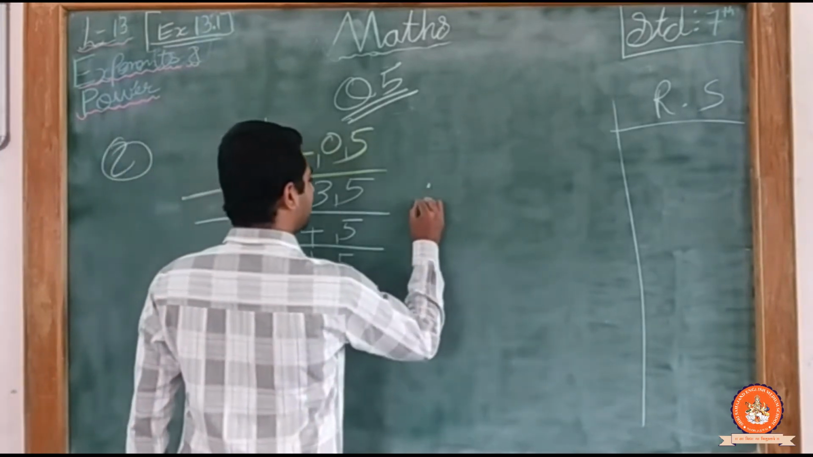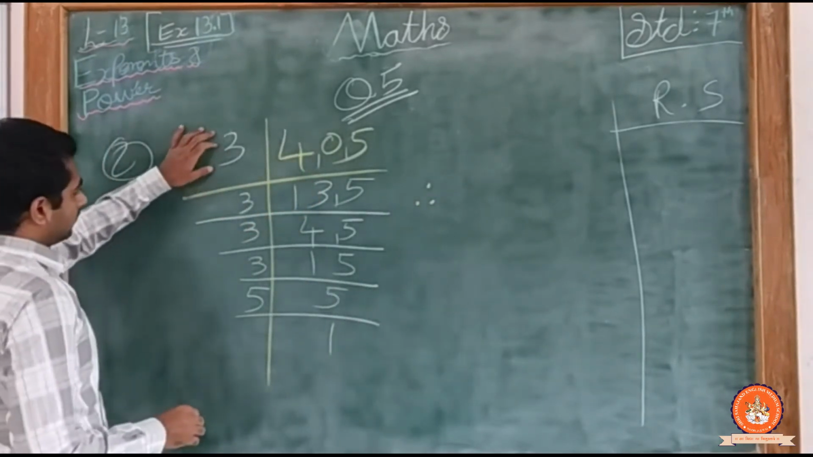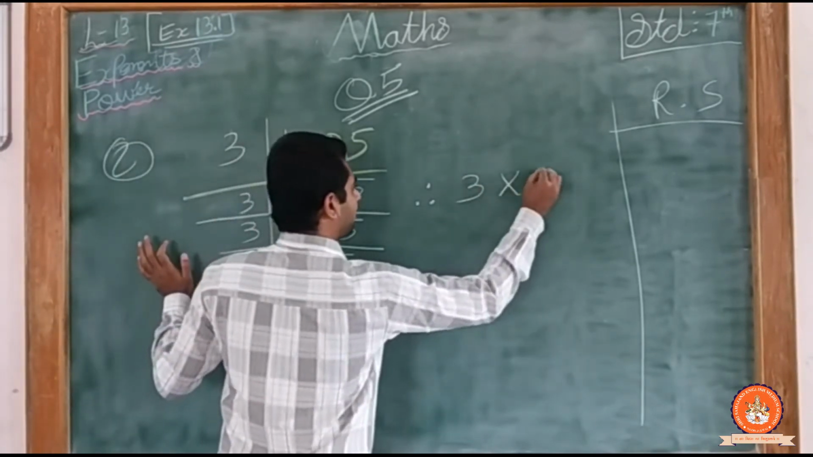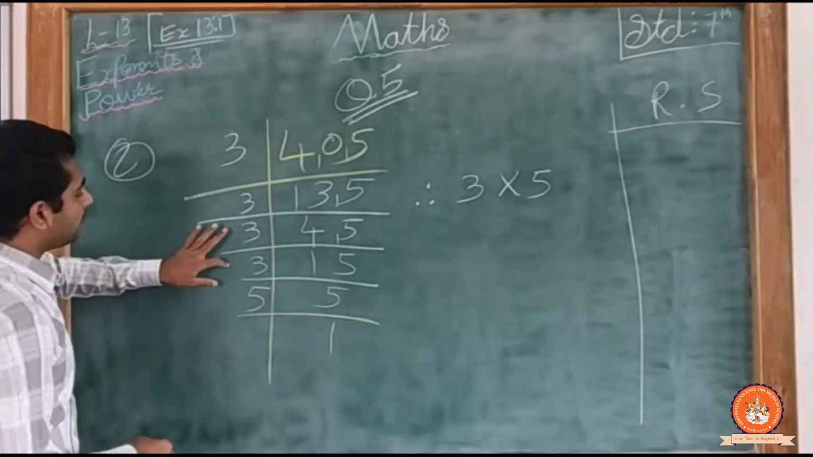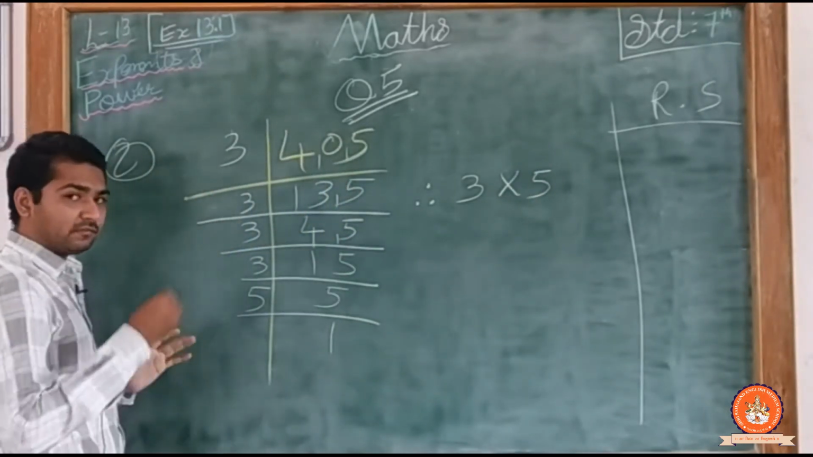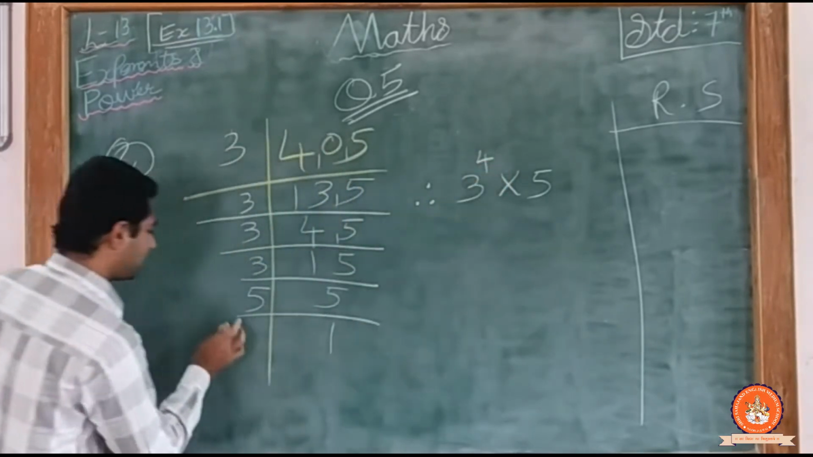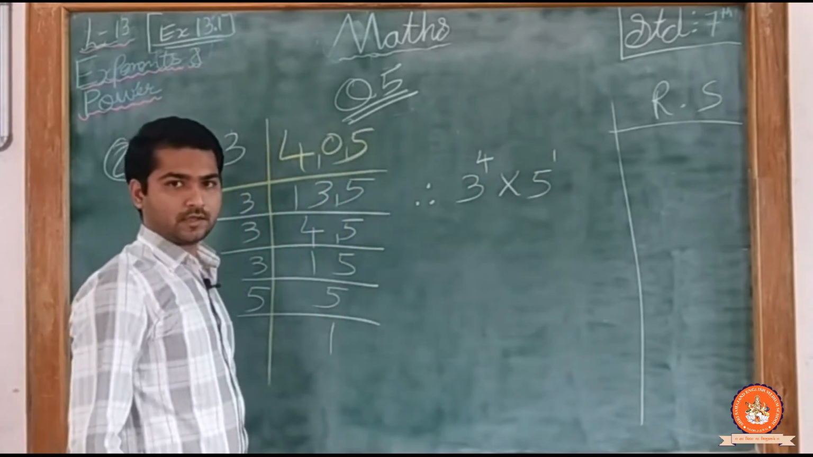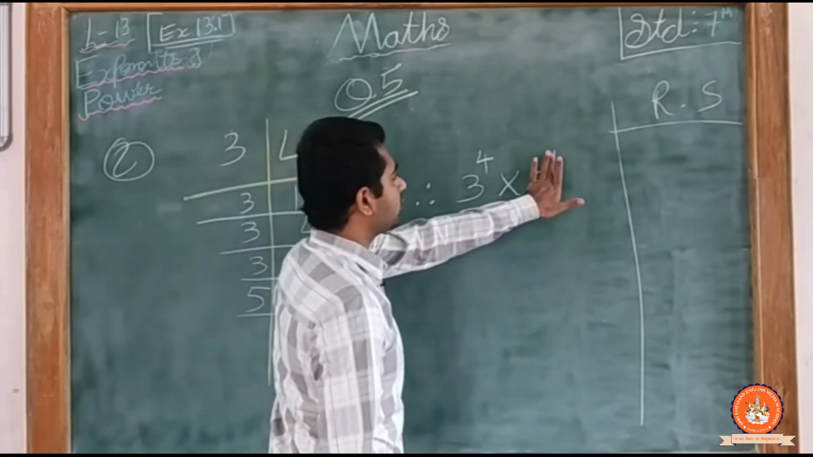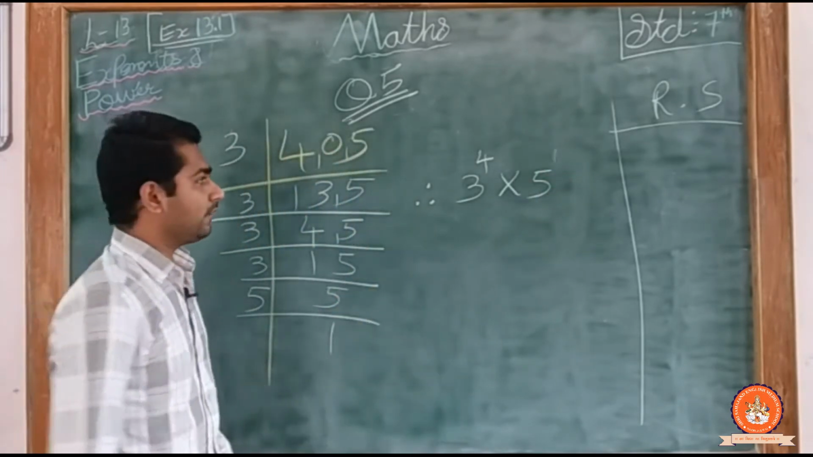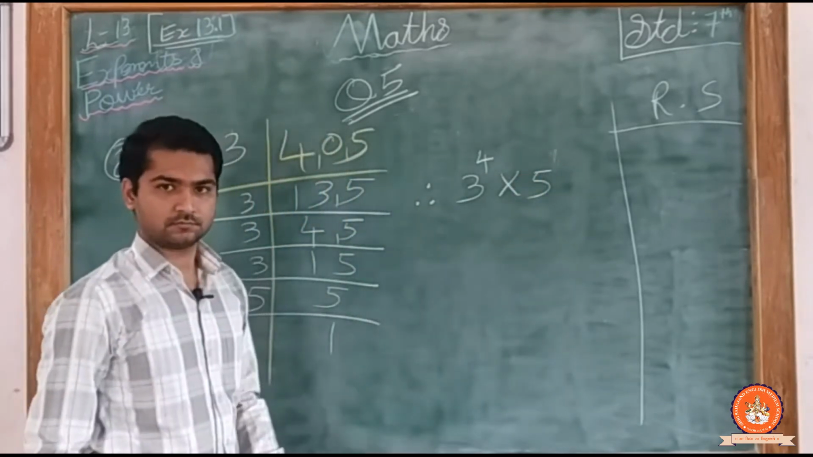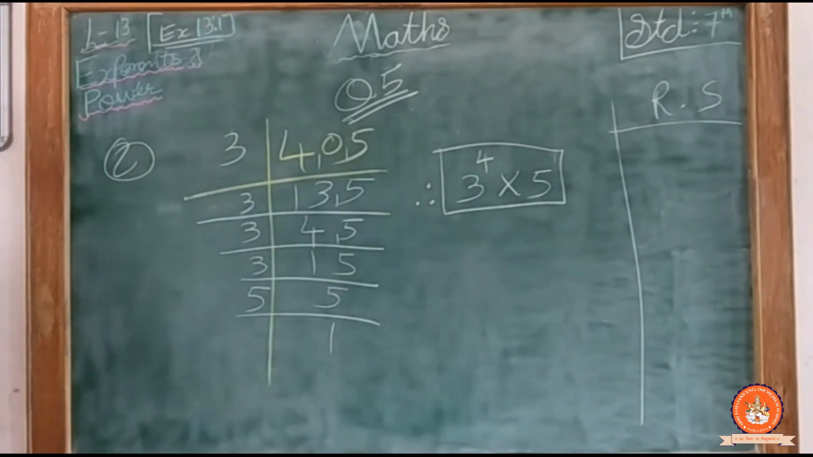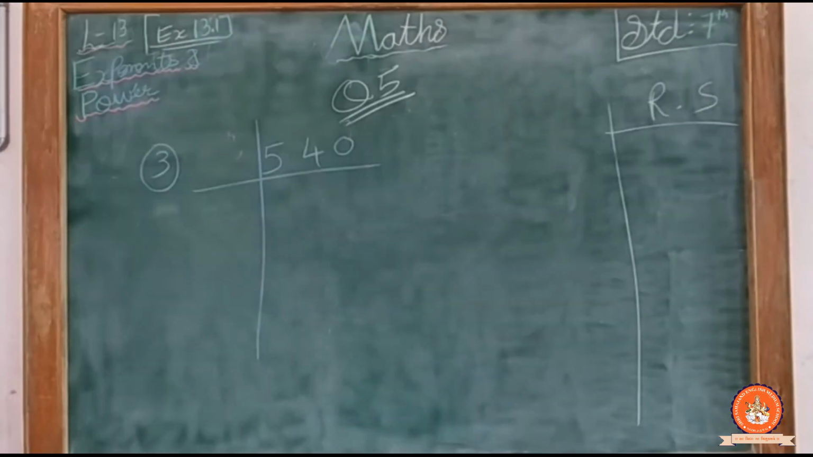So what will we write here? We have 3 and 5, so we will write 3 into 5. How many times have we multiplied 3? 1, 2, 3, 4. We have multiplied 3 four times. And 5 is only 1 time, so you can write 5 raised to 1. Or if you don't want to write 5 raised to 1, that's also okay. If there is nothing, you can say there is a 1. Clear? So this is my answer for this question. Write it down in your book so I can move forward.